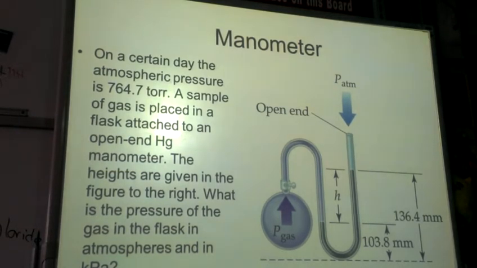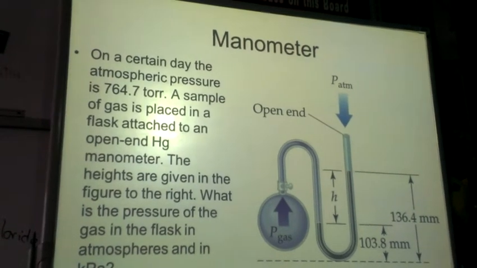So it says, on a certain day, the atmospheric pressure is 764.7 torr. A sample of gas is placed in a flask attached to an open-end mercury manometer. The heights are given in the figure to the right. What is the pressure of the gas in the flask in atmospheres, and then what is that pressure in kPa?